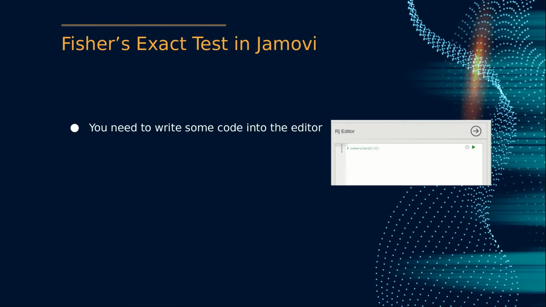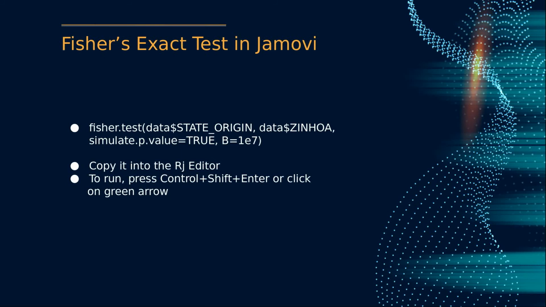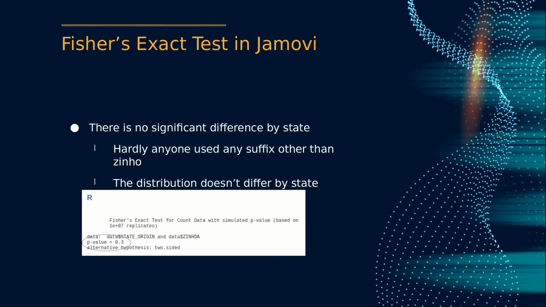And now we need to write some code into the editor. Here's what we need to do to run a Fisher's test. Notice state origin and xenu as the variables that we're looking at. So type that into the RJ editor. To run, press Ctrl-Shift-Enter or click on the green arrow. And what we find is a p-value of 0.3.